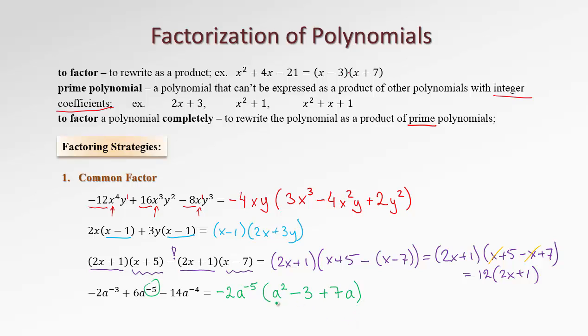That's the end. The only thing that we can still do is to arrange this polynomial in decreasing order of exponents so it will look nicer. So negative 2a to the negative 5, and then in a bracket we have a squared plus 7a minus 3. We should ask ourselves, is this quadratic trinomial factorable or not? However, since the last number is negative 3 and the middle number is 7, we don't have two integers that will multiply to negative 3 and add up to 7. So this is a prime polynomial. We can't factor it anymore, so that's the end.